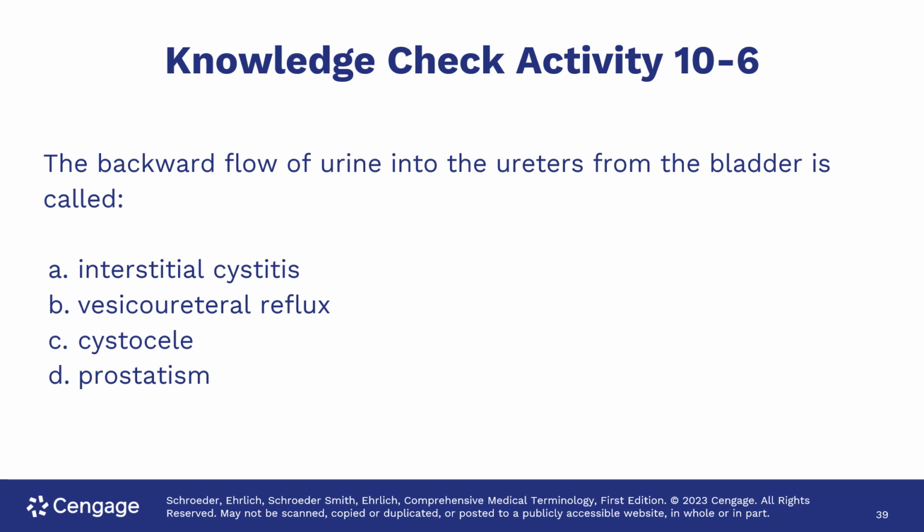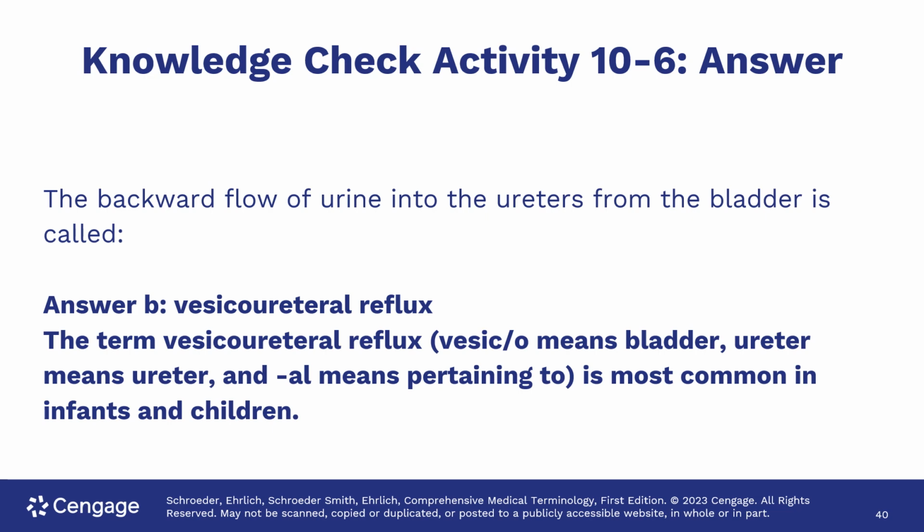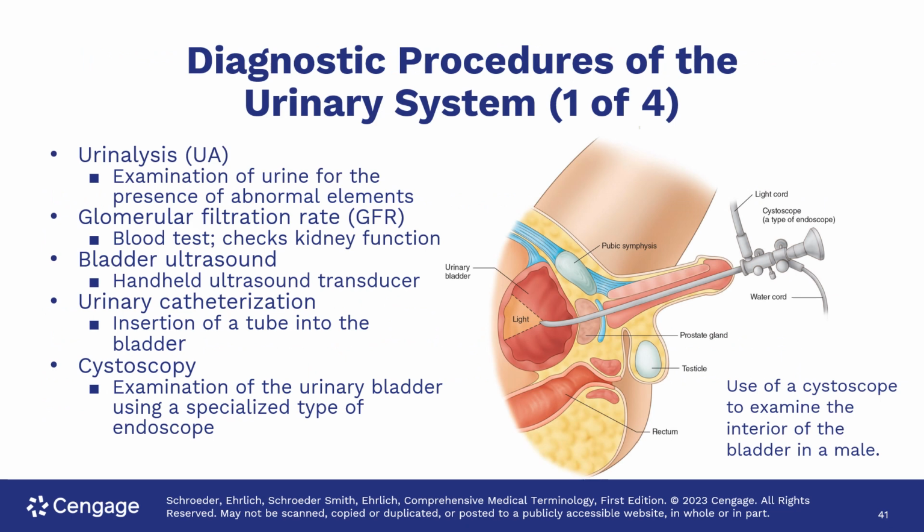What is the backward flow of urine? Well, what word is backward flow? Reflux, so vesico-ureteral reflux. How do we test for urinary problems?